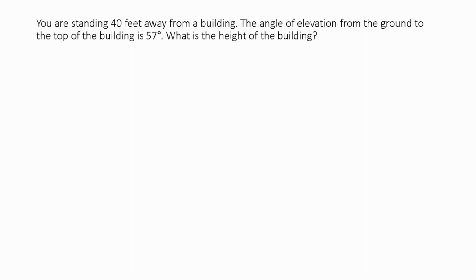Next one is another word problem. This one we're going to have to draw something. It says you're standing 40 feet away from a building. The angle of elevation from the ground to the top of the building is 57 degrees. What is the height of the building?